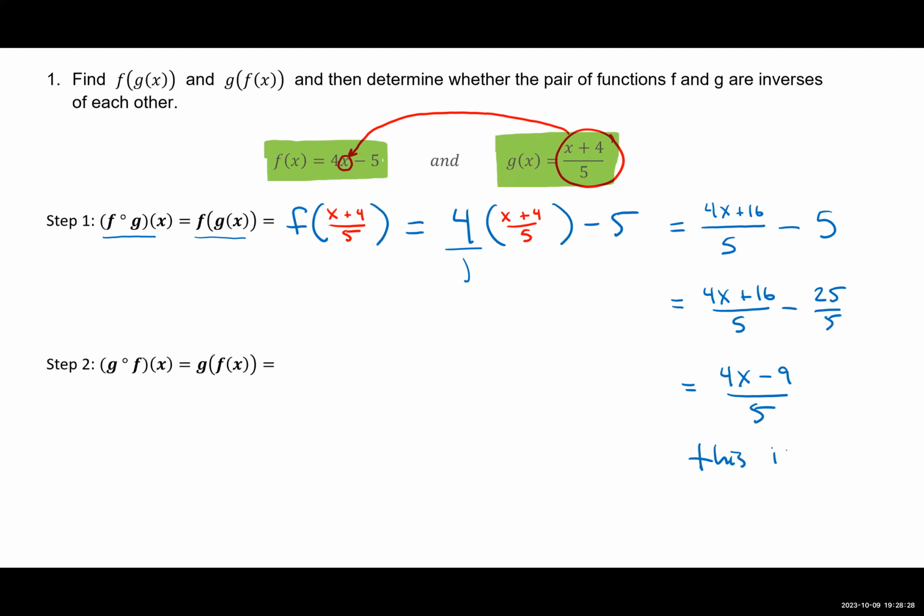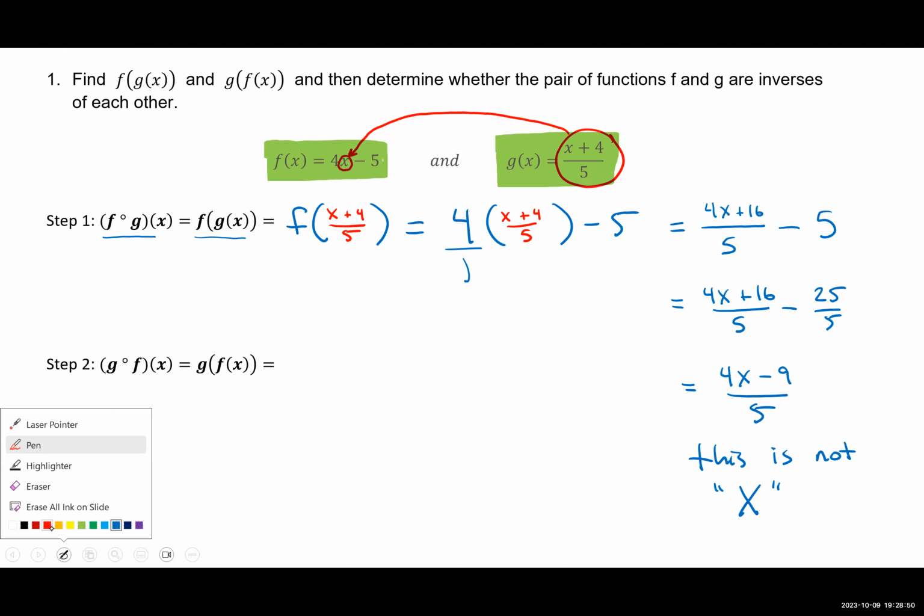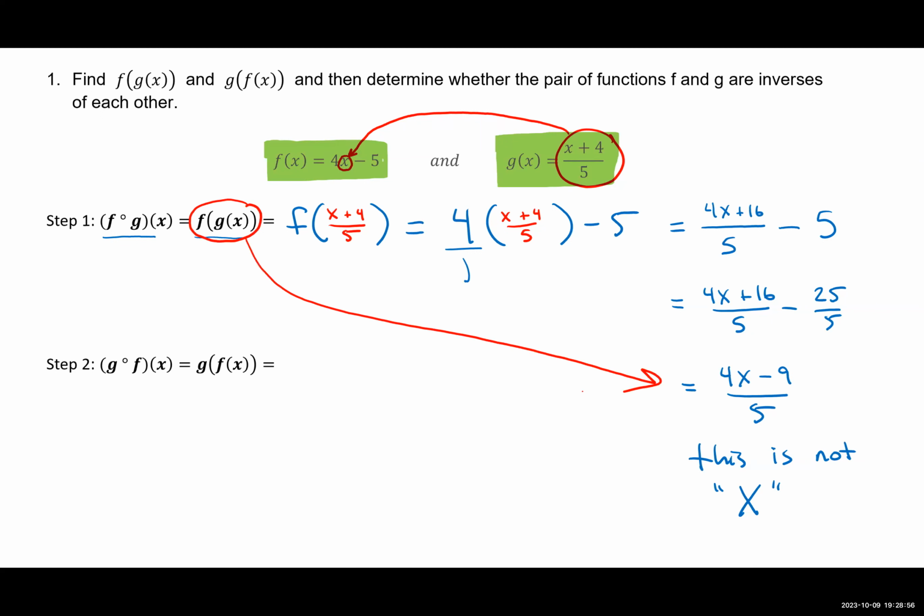This is not x, just x by itself. So the answer is no. We don't even have to do step 2. Right? If step 1 gave us x, then we check step 2 in the other direction. If we also get x, then the answer is yes. But since we plugged one function into another function and we did not get x, the answer is no. These are not inverses of each other.